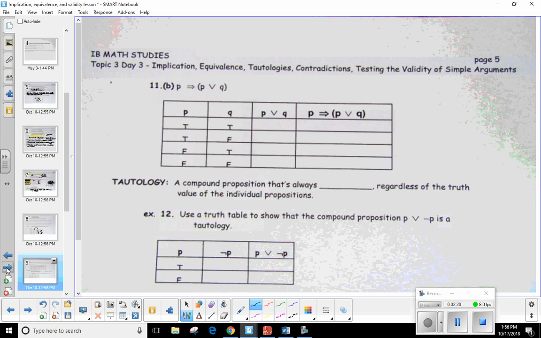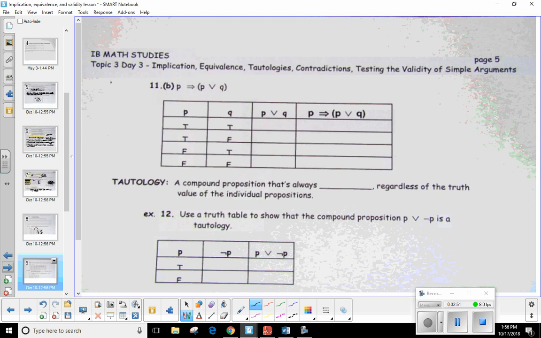So let's take a look at this one. And here's that vocabulary word that I introduced over the past couple of days, tautology. Okay, so we have that P is going to imply the union of P and Q. So of course, I have a P column, a Q column, that quantity, and then the implication statement. Remember, they're always building, so you're going to need a column for everything. Would you guys like to try this one on your own?